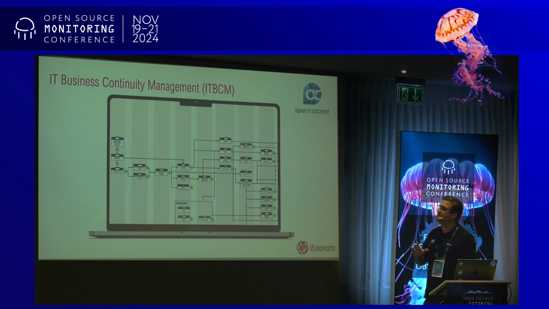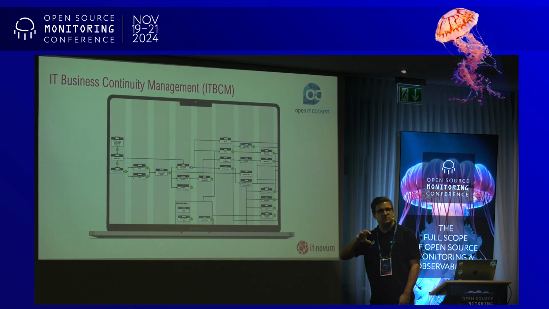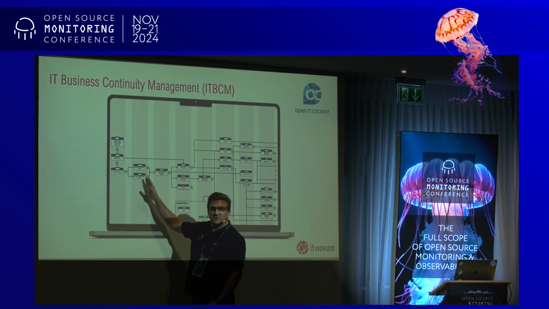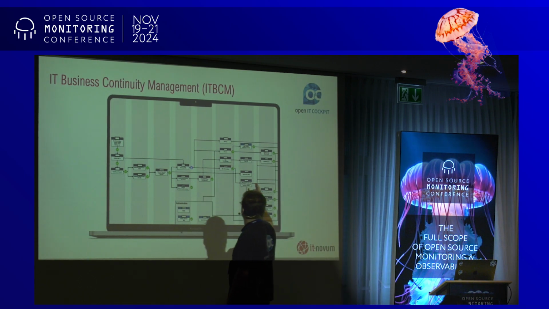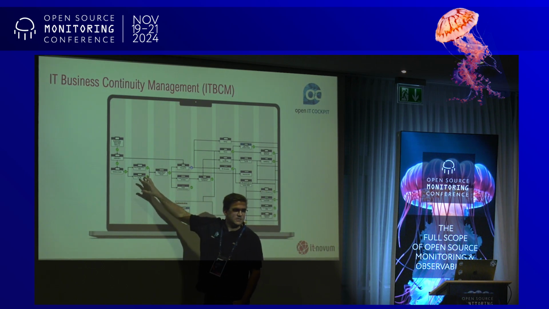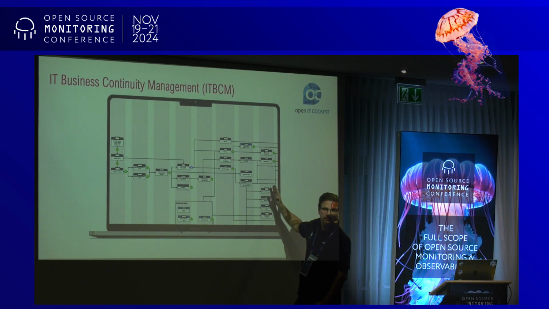You have IT business continuity management. In this case, you have all of your services in one dashboard, integrated. And if you have a failure, you have to solve it, because everything behind is red. This part is the infrastructure as an example, so your networking, and if this fails, then this also fails.